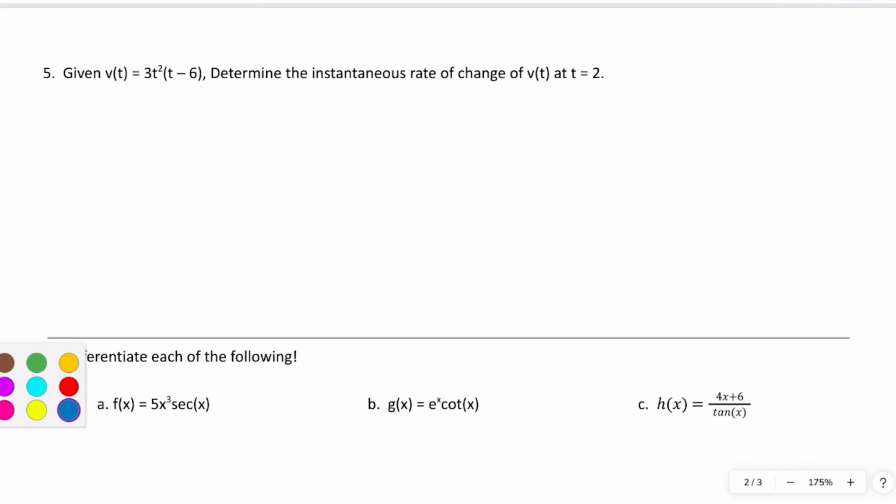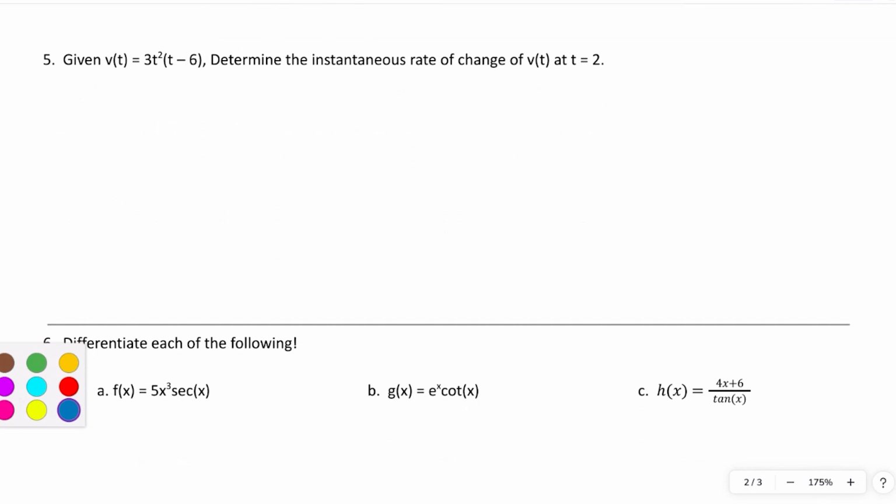Number 5, we've got a function v, which is a product of a quadratic and a linear. And we want to find the instantaneous rate of change at t equals 2. Now you could use product rule here, but it's probably going to be easier to go ahead and just distribute this 3t squared. So we got 3t cubed minus 18t squared, and then use the power rule. You could use product rule here, but I think it's going to be overkill for what we're trying to do.